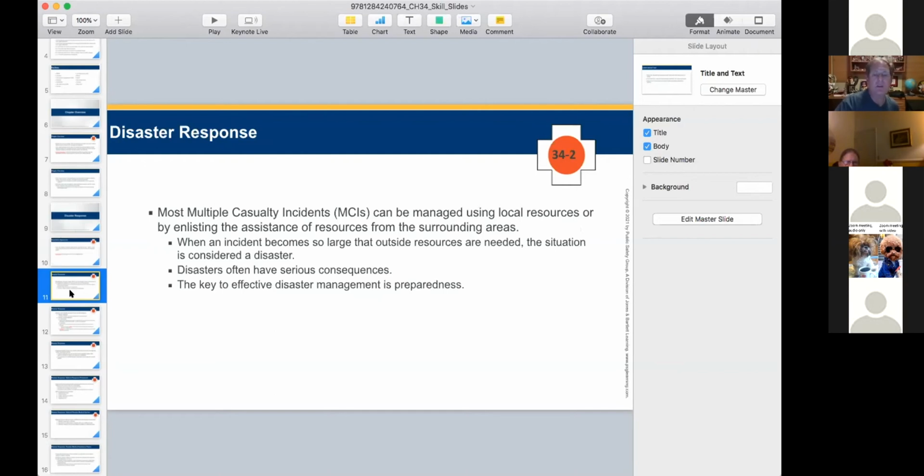MCIs, using local resources. Anything beyond that, we're looking at something that's beyond our jurisdiction. We're going to be more or less the worker bees in the cog, so you don't have to really worry about any of that.